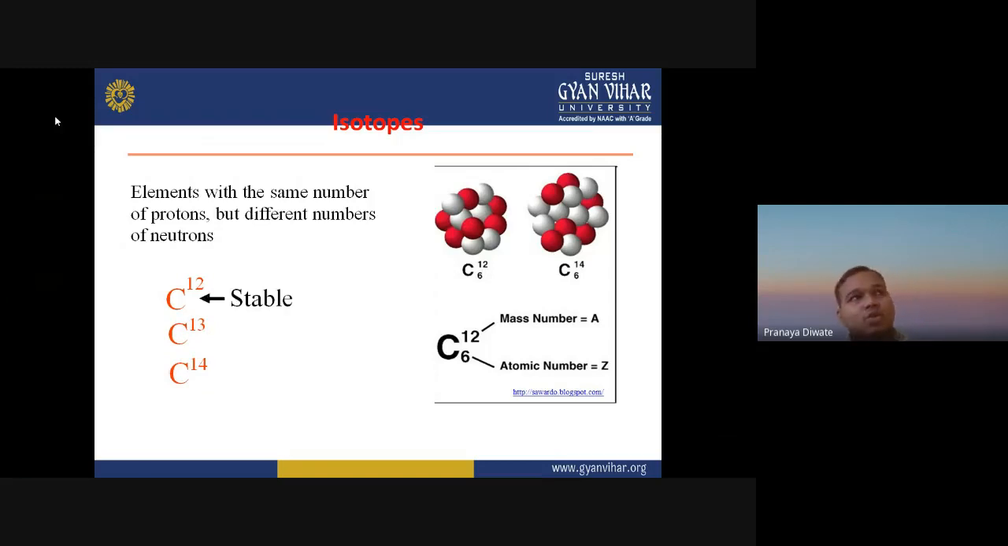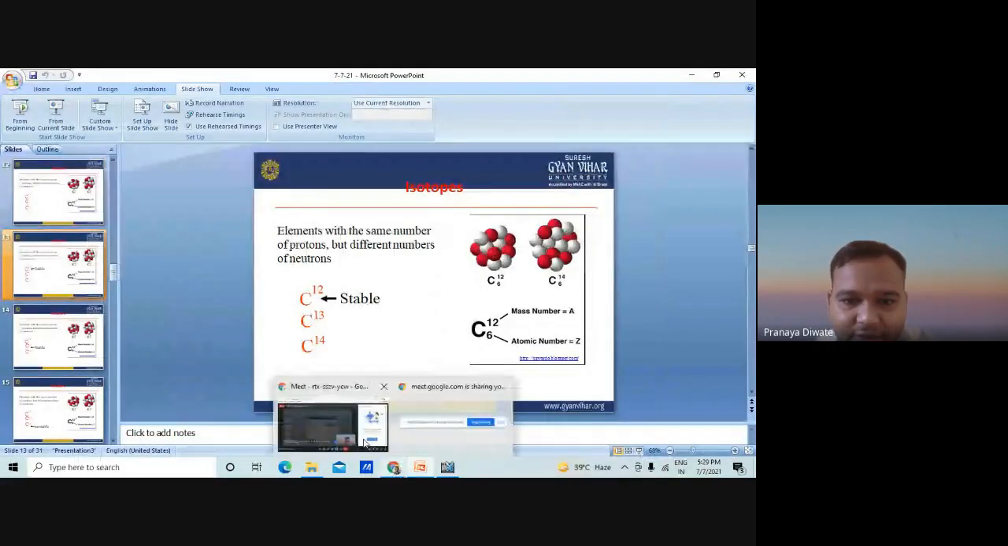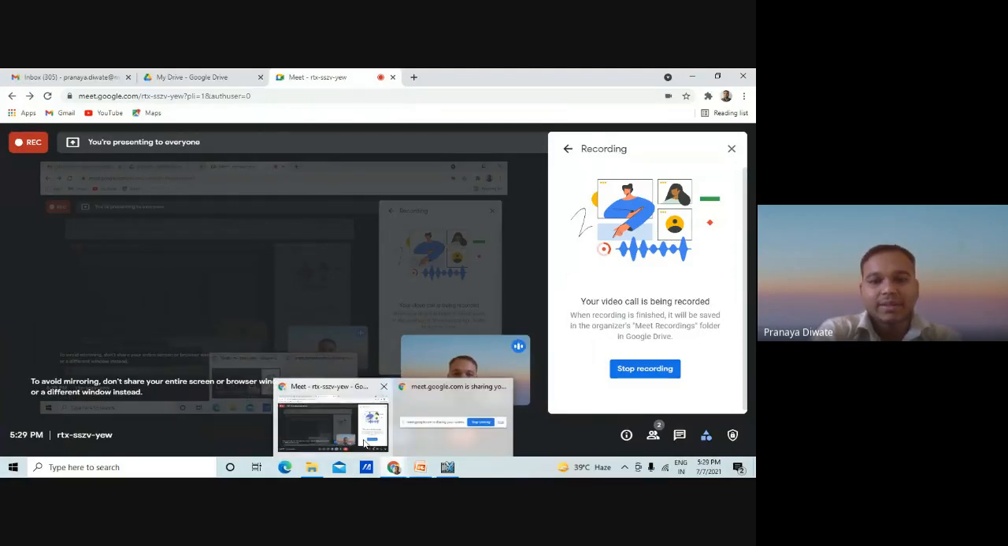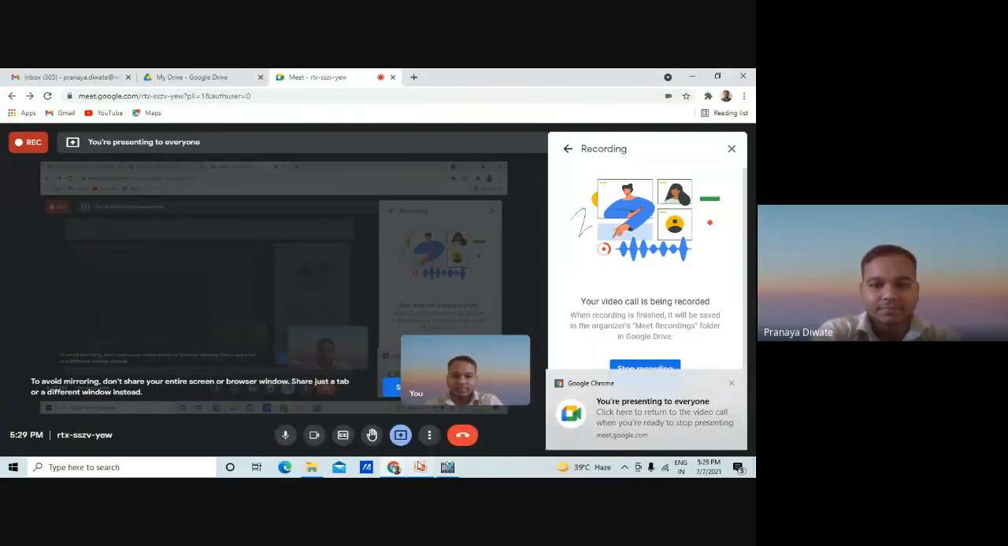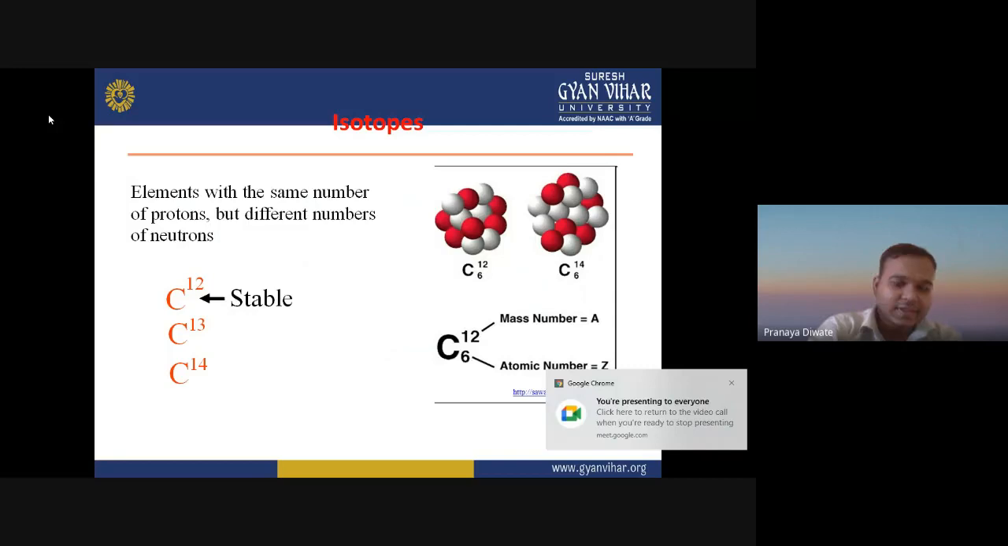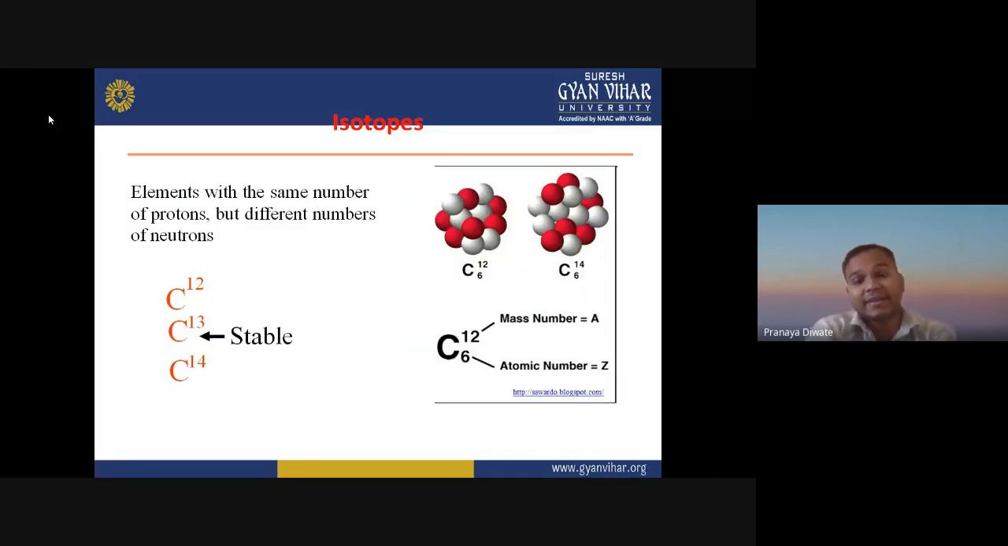C12 is more stable than C13 and C14. C12 is stable, C13 is again a stable isotope, but C14 is not a stable isotope, and that is the one we use for dating. If it is not a stable one, it is more important to the study.